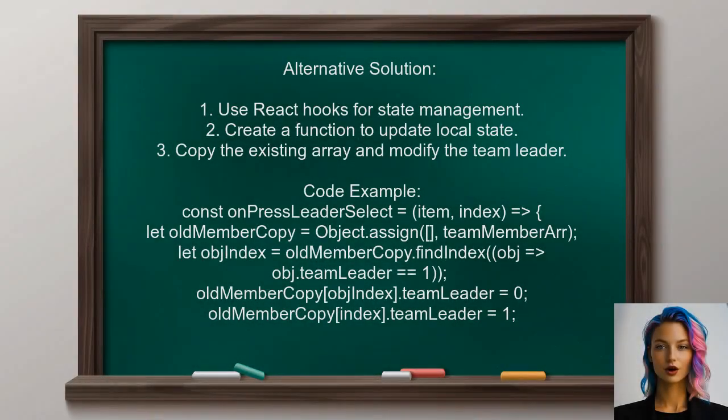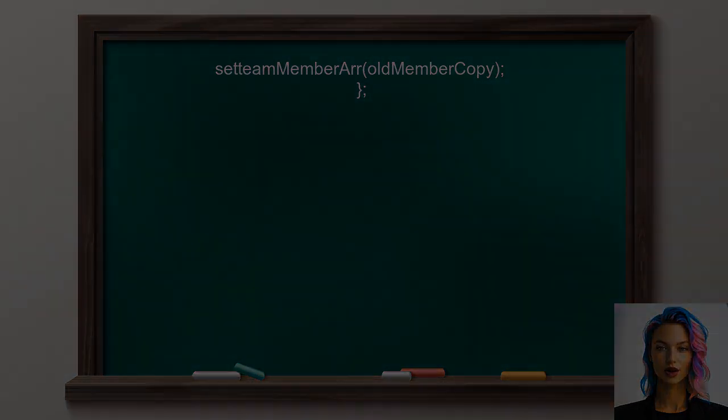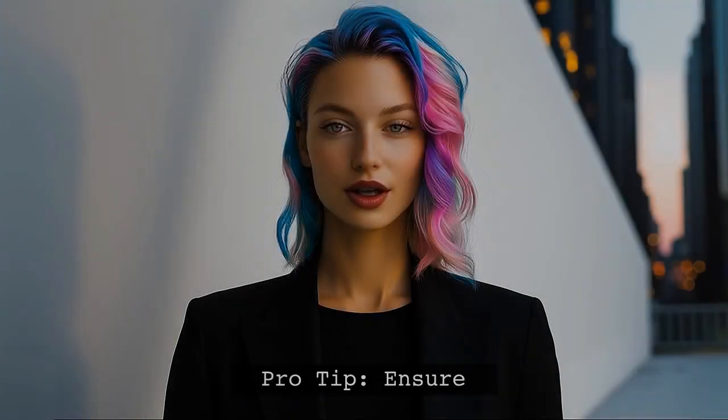An alternative solution provided by another user involves using React hooks. They suggest creating a function that updates the local state by copying the existing array of team members. This function identifies the current team leader and updates their status while setting the new leader based on the selected item. Here's the tip I promised.